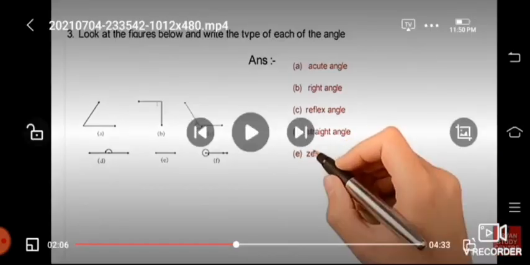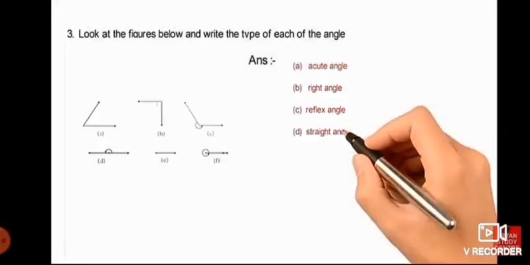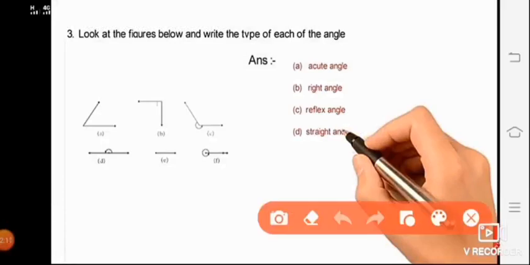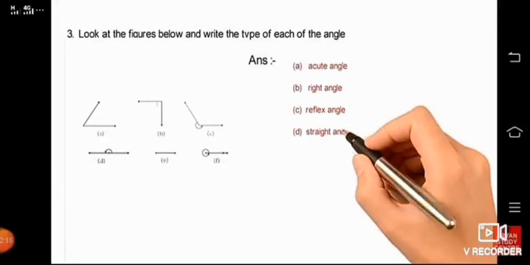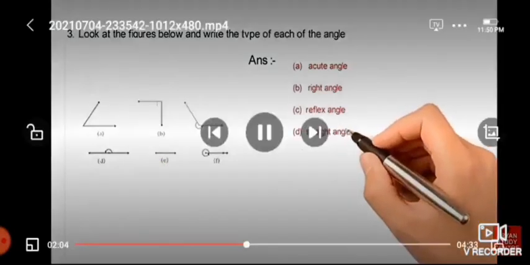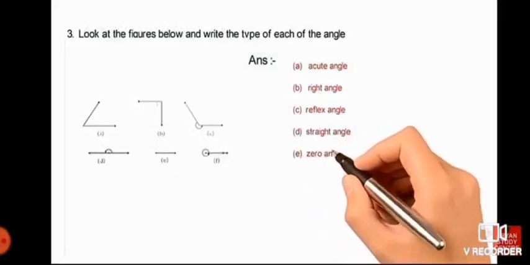Now the next one, E, we are having, they have given us only one arm, straight one. They have not shown any arrow. This tells us that figure E is indicating a zero angle.